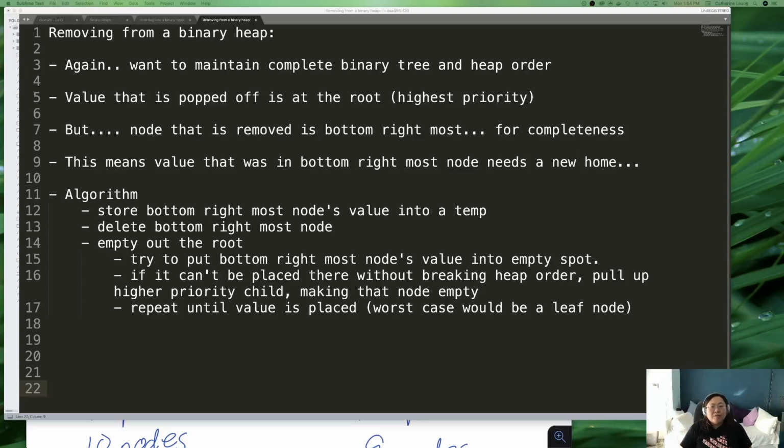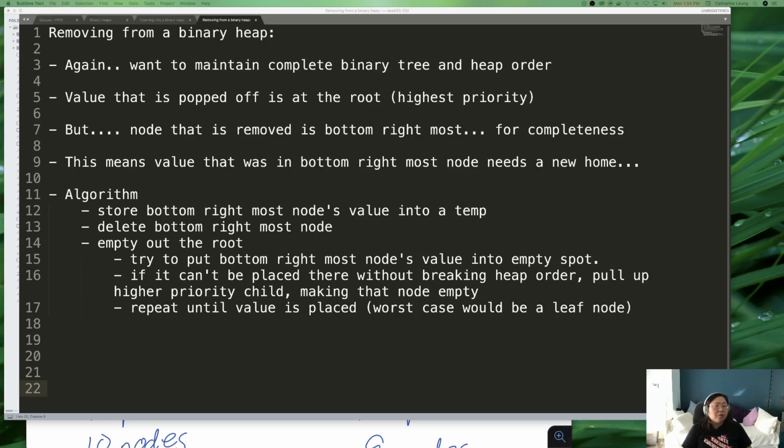Hi everyone. This is the fourth video in the heap series, and in this video we're going to talk about removing from a binary heap. Now, remember that a binary heap is first of all a complete binary tree where heap order property is maintained. So when we do remove, we want both of these to be true. We want the tree to stay complete. We want heap order to be maintained. So now, with that in mind, let's take a look at what removing from a binary heap means.